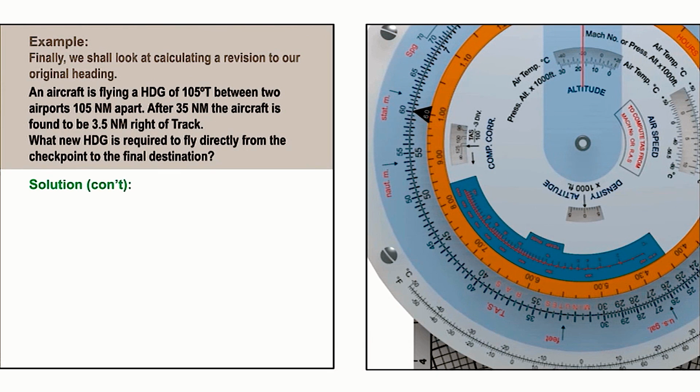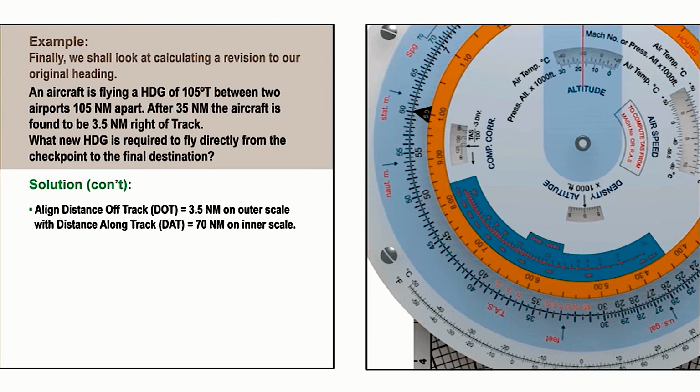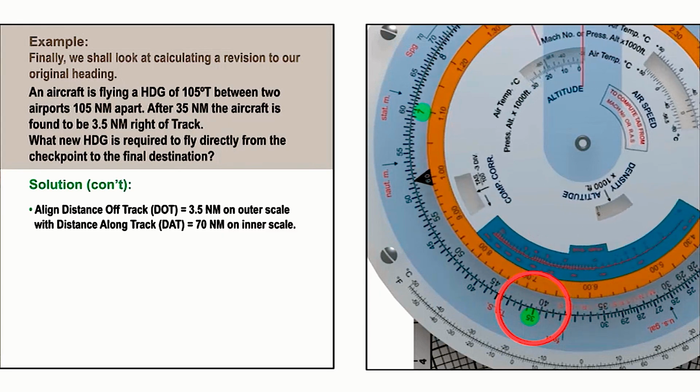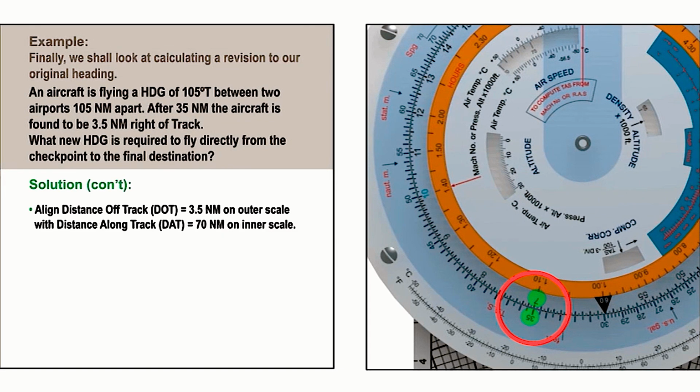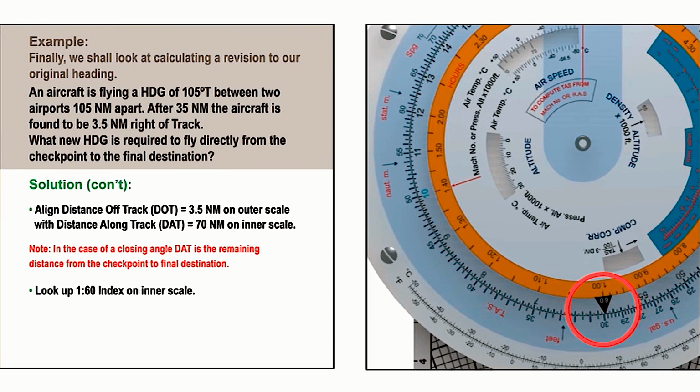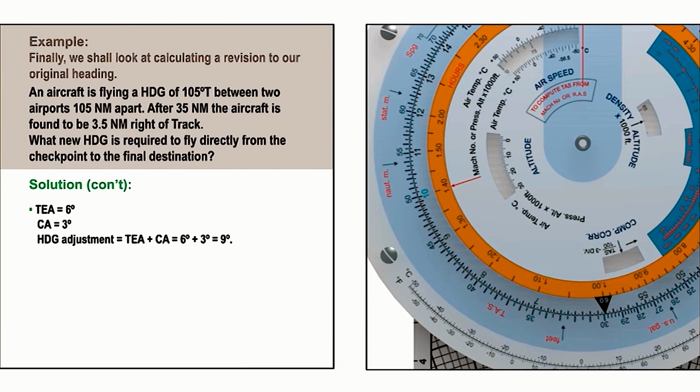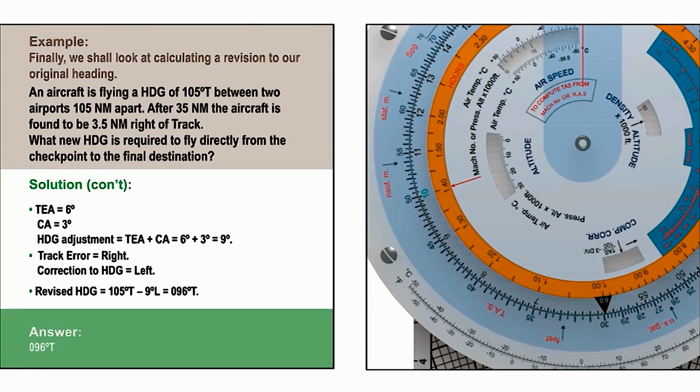Now for the closing angle. We align the distance off track, 3.5 nautical miles, on the outer scale, with the distance from our checkpoint to the final destination, 70 nautical miles. Reading the outer scale opposite the 1 in 60 index black triangle on the inner scale, we get a closing angle of 3 degrees. Adding the track error angle and closing angle together, we get a total heading adjustment of 9 degrees. The track error was to the right, so we need to turn left onto a revised heading of 096 degrees true.